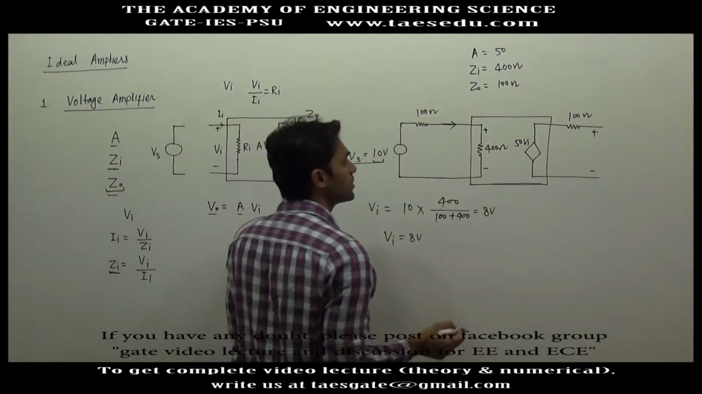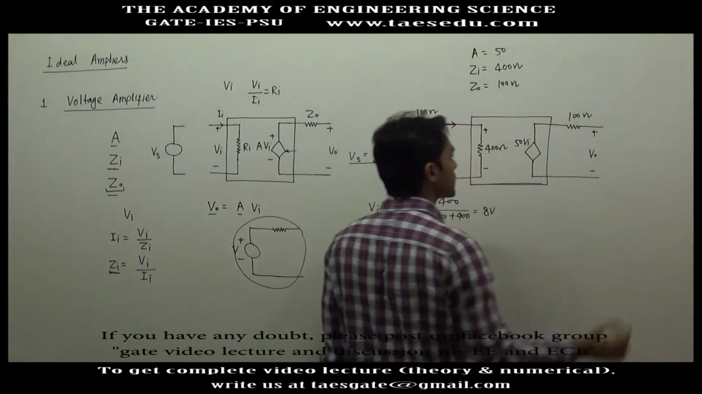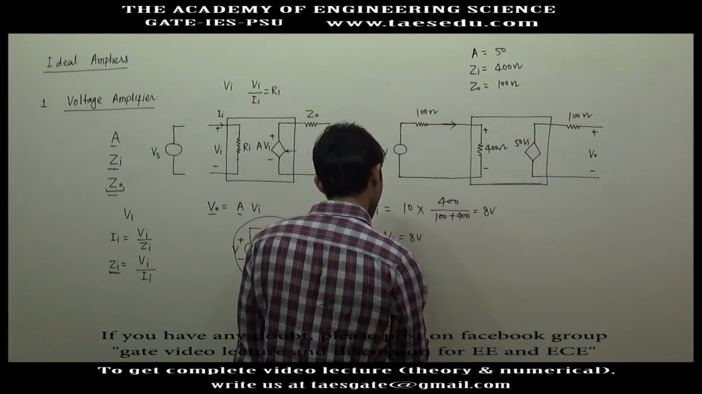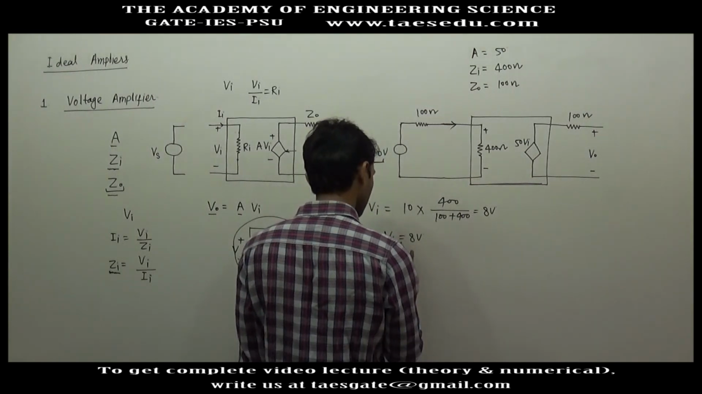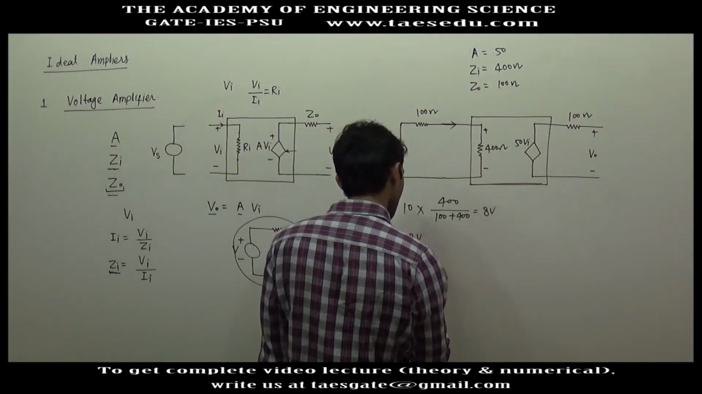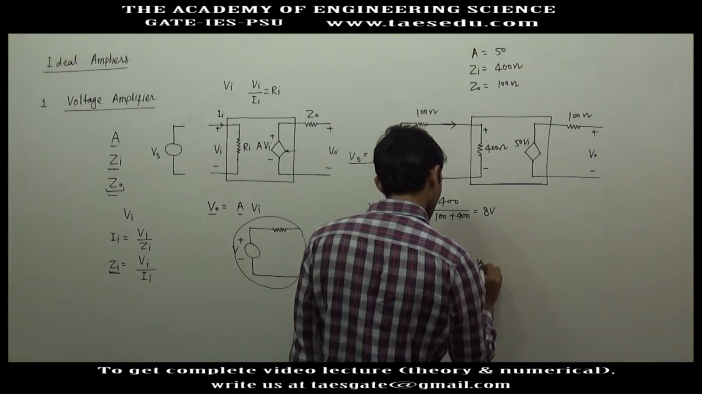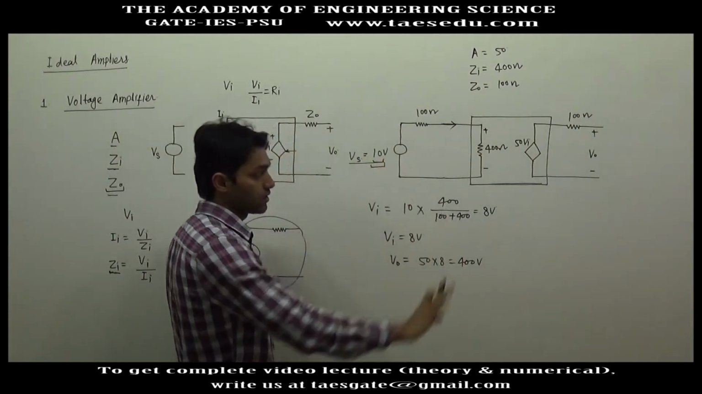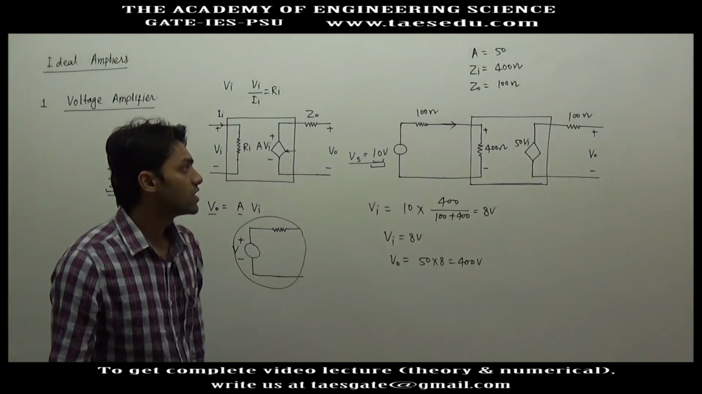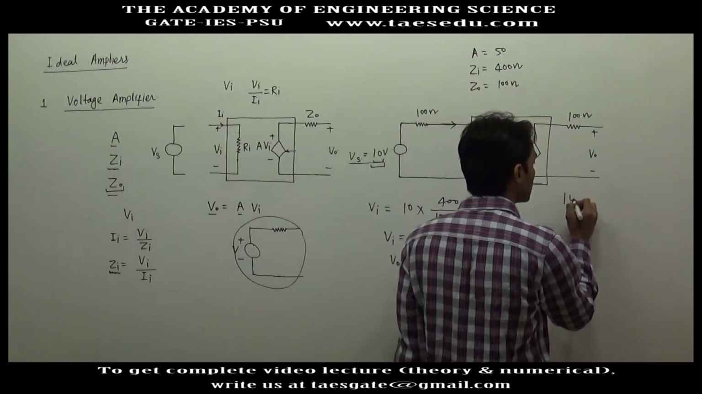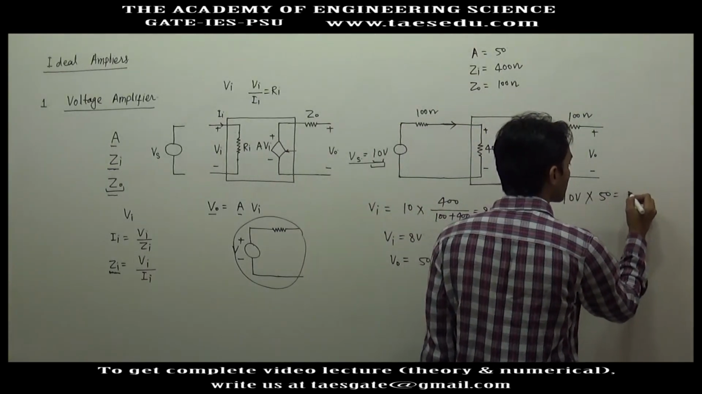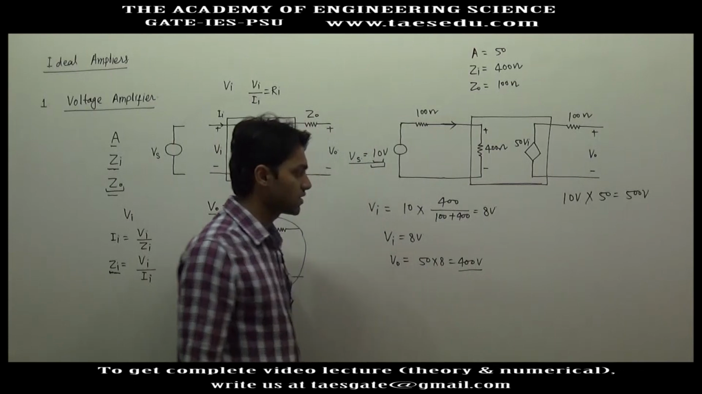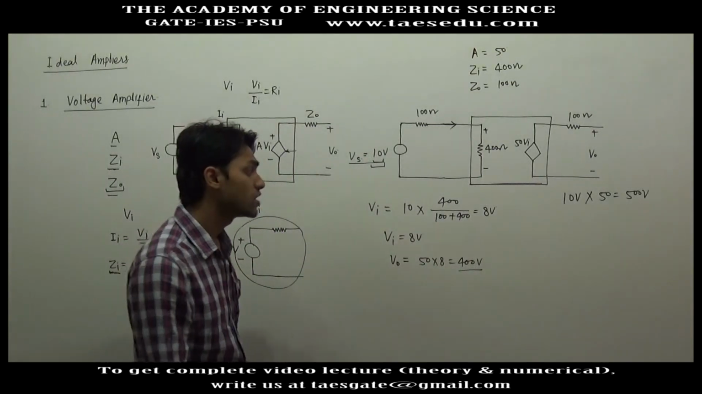So what will be the output voltage? Let's say we are first calculating the open circuit output voltage. First we will calculate this output voltage. The output voltage of the amplifier will be 50 into 8, 400 volt. You have connected 10 volt and the gain of the amplifier is 50. So what voltage were you expecting? You were expecting 500 volt as the open circuit output voltage, but what are you actually getting? You are getting 400 volt. So why are you getting 400 volt?